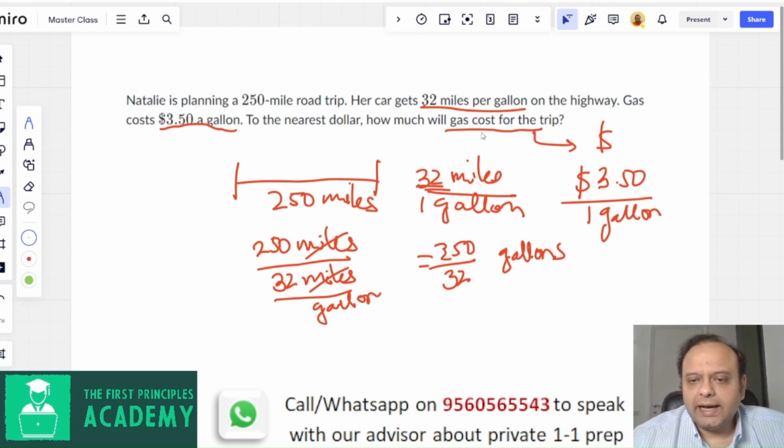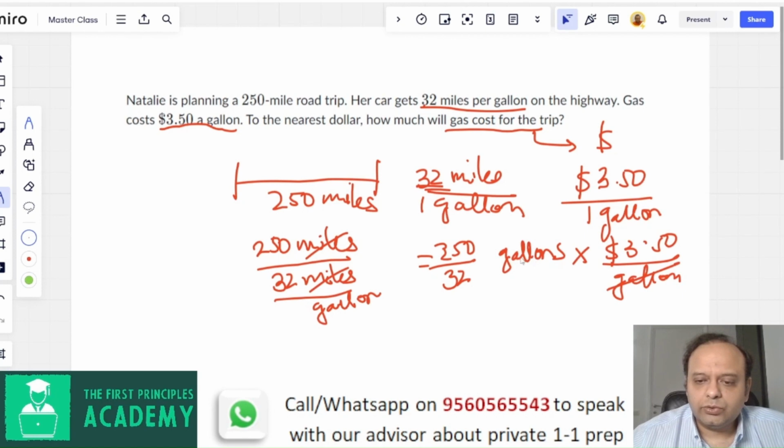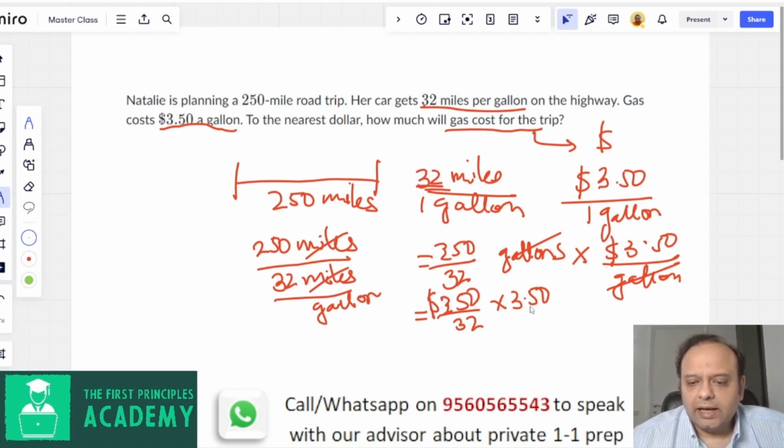Now we eventually need the gas cost in dollars. We have a gallon amount and we have a dollar per gallon amount. If we multiply these two, right? $3.50 by gallon. These two get cancelled and we are left with a dollar amount, right? So the final number we will get is 250 by 32 into 3.5, and this is a dollar amount because the gallons got cancelled, and this is the answer that we are looking for. So let's bring up the calculator.